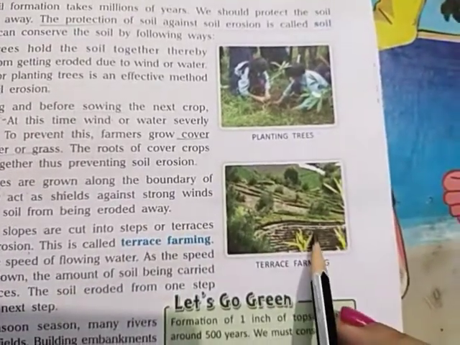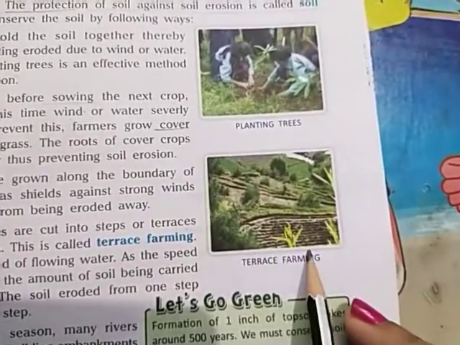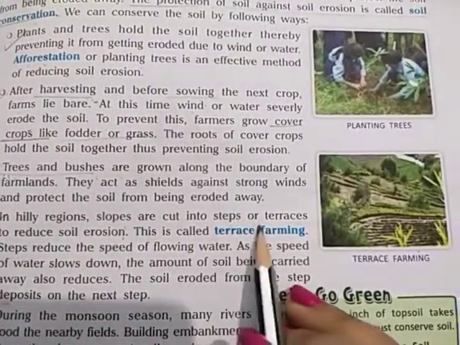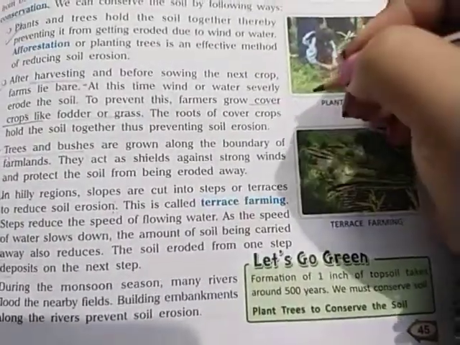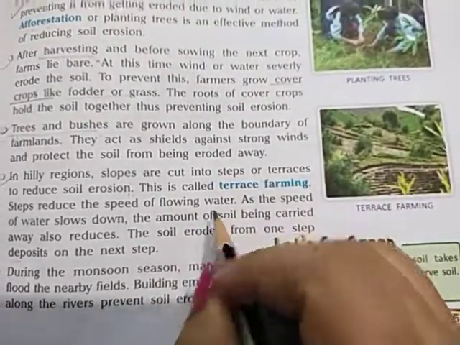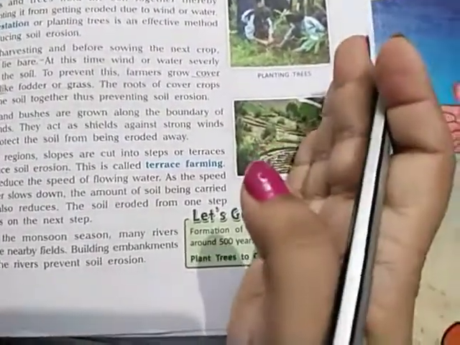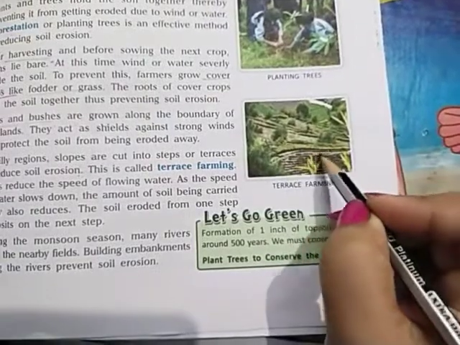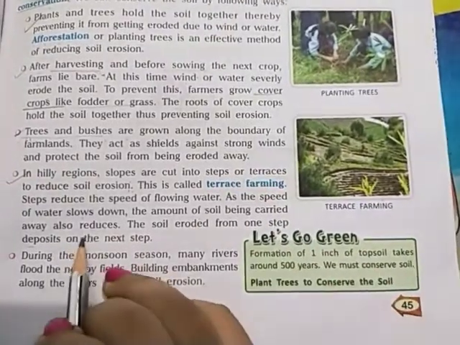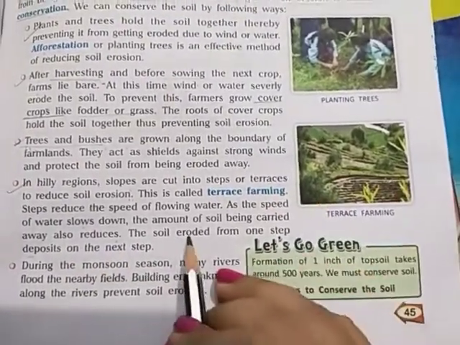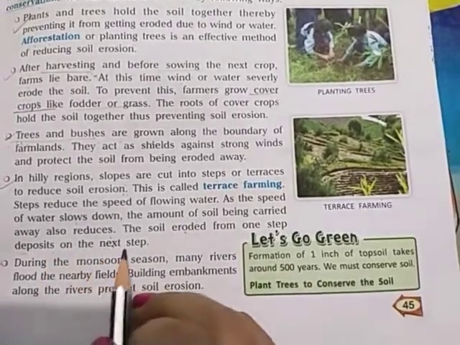That is why terrace farming is also termed step farming, because of the presence of multiple steps. So in hilly regions, slopes are cut into steps or terraces to reduce soil erosion. This is called terrace farming. Steps reduce the speed of flowing water, because that is a sloping area, and it is important to stop the flow of the water. That is why the steps have been made in the sloping region. So the amount of soil being carried away also reduces. The soil eroded from one step deposits on the next step.